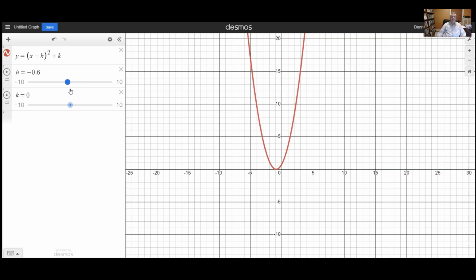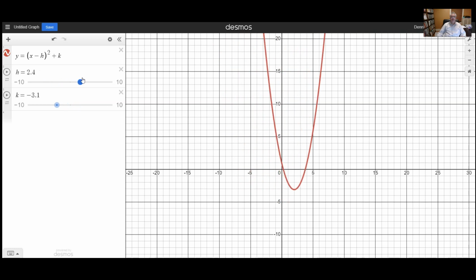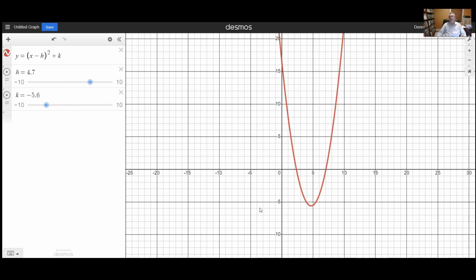All right, so I'm going to put that back at 0 for now. When I change k, that's on the outside of the function. That controls how much it's shifted up or down. So when I move that, it moves it up. If I go the other way, it moves it down. So when we combine these, we get a shift to the left or right and a shift up or down. We can move our parabola anywhere we want.